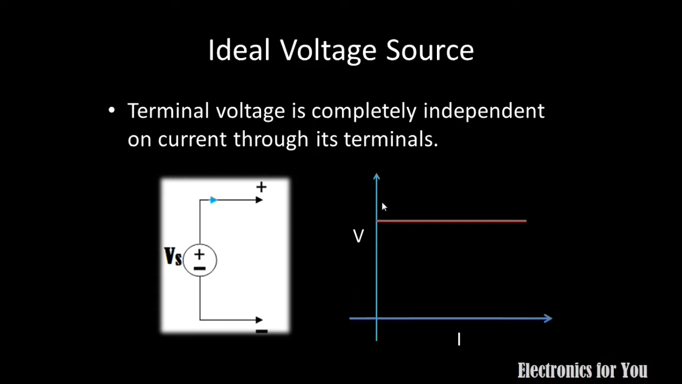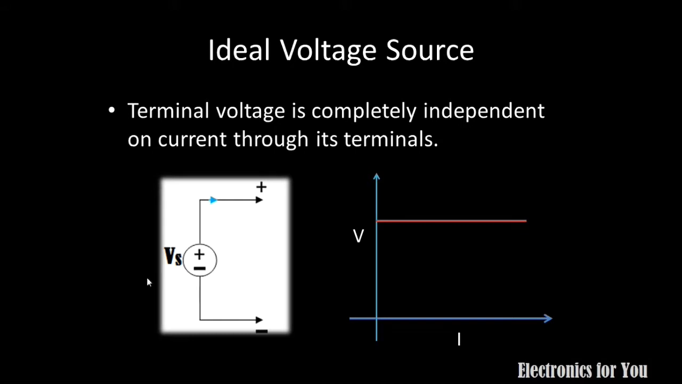But constant voltage doesn't mean that it always provides DC voltage. For AC voltage also, the graph will show the voltage changing, but for any value of current, it will provide you the voltage in that particular range. Even if the current is infinite, the voltage characteristics will not change.